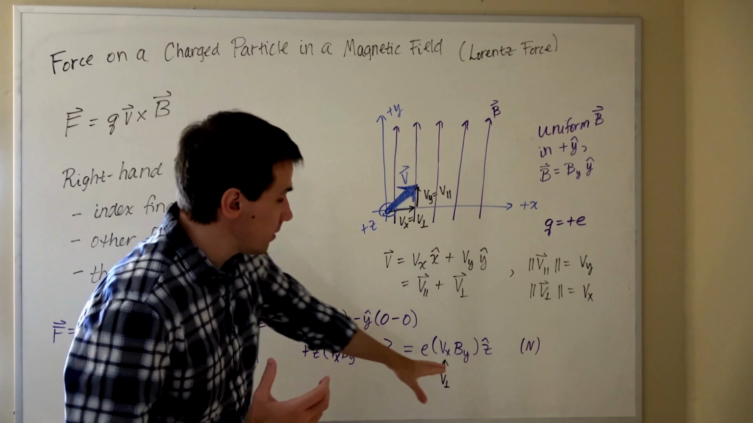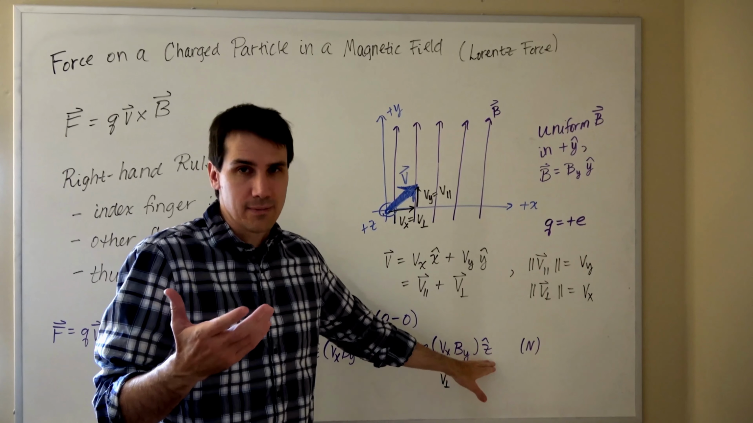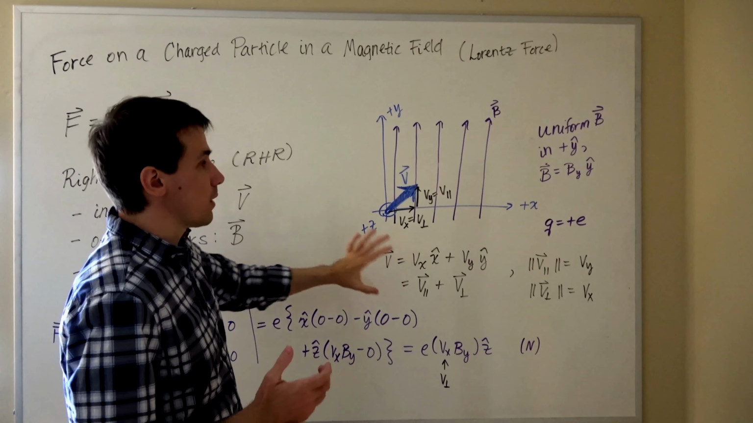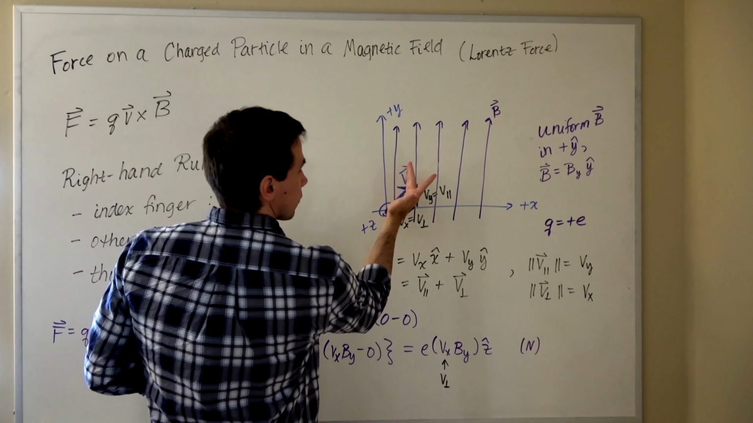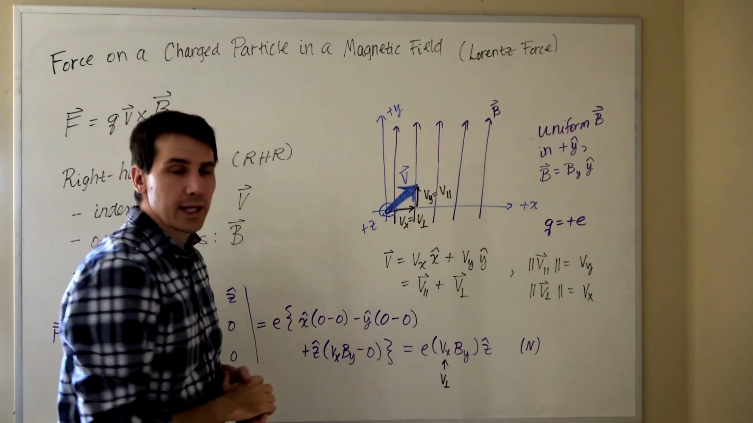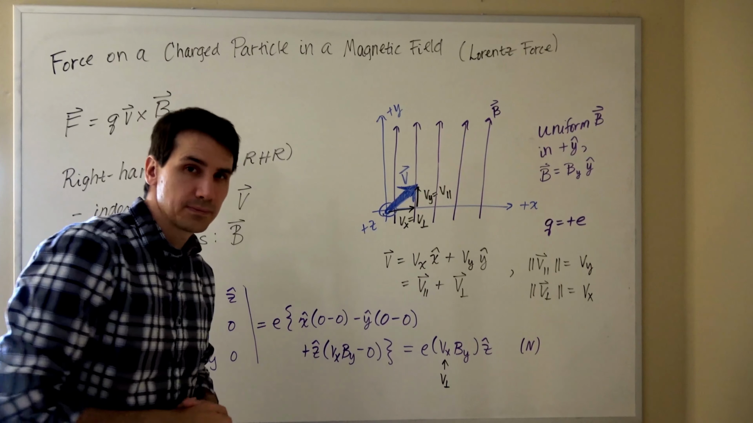So we could have gotten the direction only. We can't get the magnitude from our right-hand rule, but we could have gotten the direction only simply by using the right-hand rule with the velocity, magnetic field, and force.